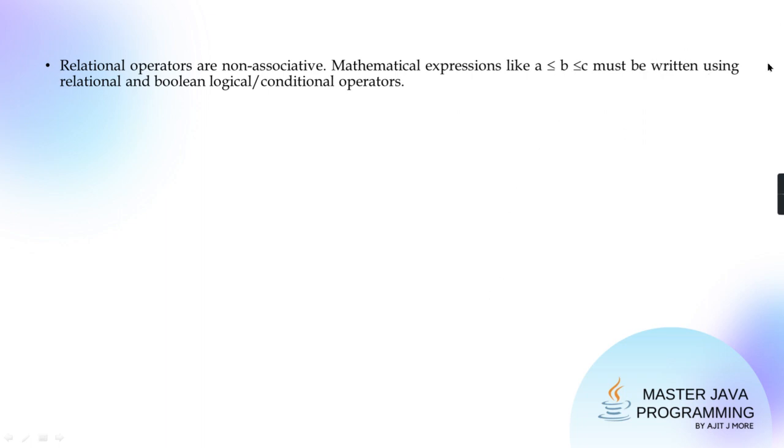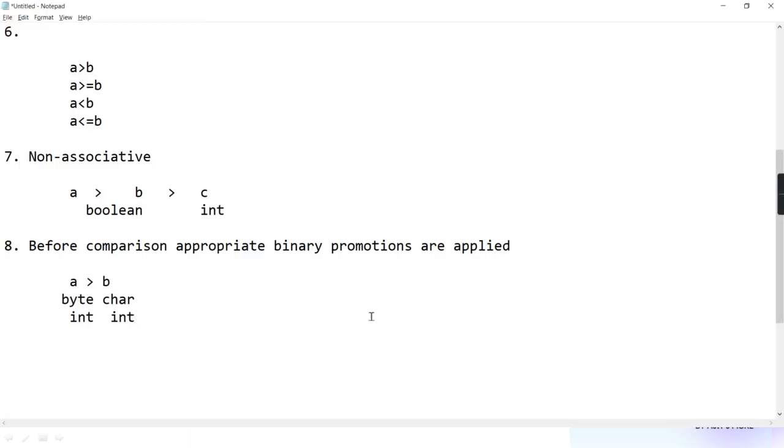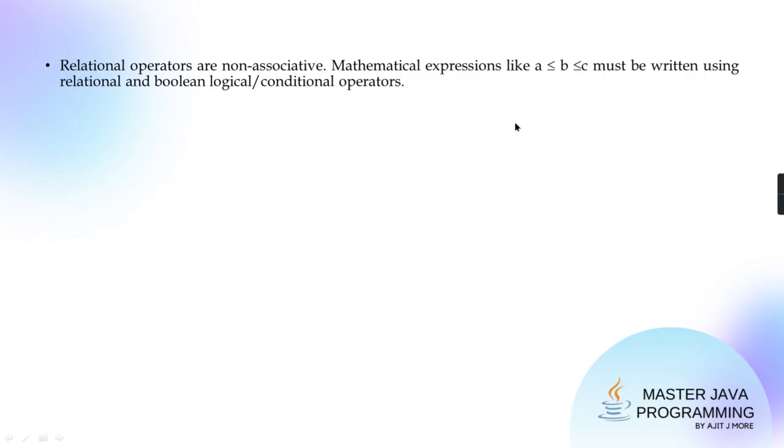Getting? So it must be written using relational and logical operators. If you want such a thing, you have to split it and join it. Like you want A less than B less than C. So you have to write it like this: A less than B and B less than C. Means you have to use the logical conditional operator. These logical connectors you have to use and then join it. Directly it is not possible.